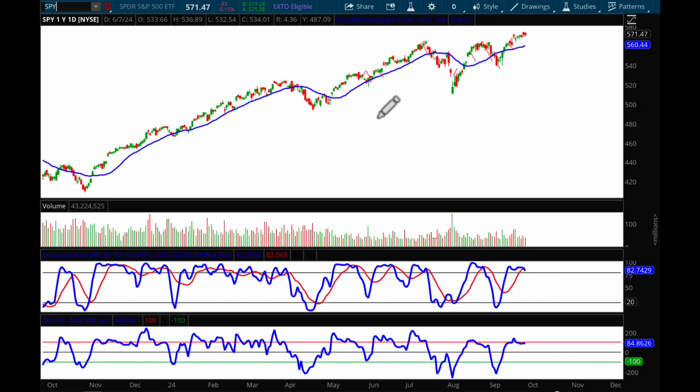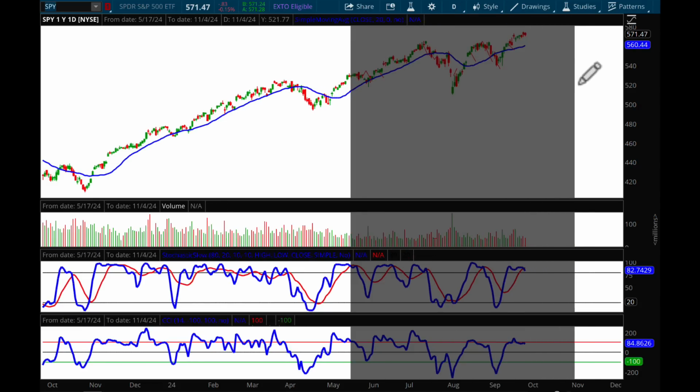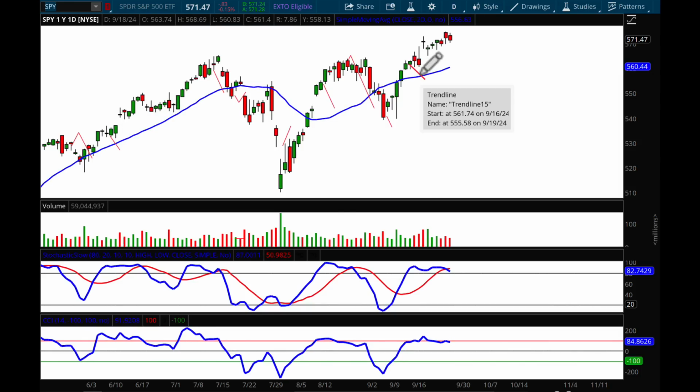Now, moving on to SPY, what do you think? I think it's going to be the same thing. Oh, and guess what? It is. It's going to be the same thing. Downside target, 550, 558. We have that red candle. We have a sell signal on the stochastic, sell signal on the CCI. We have a drop in volume on the way up, and we still have a wide divergence from that 20-period moving average.